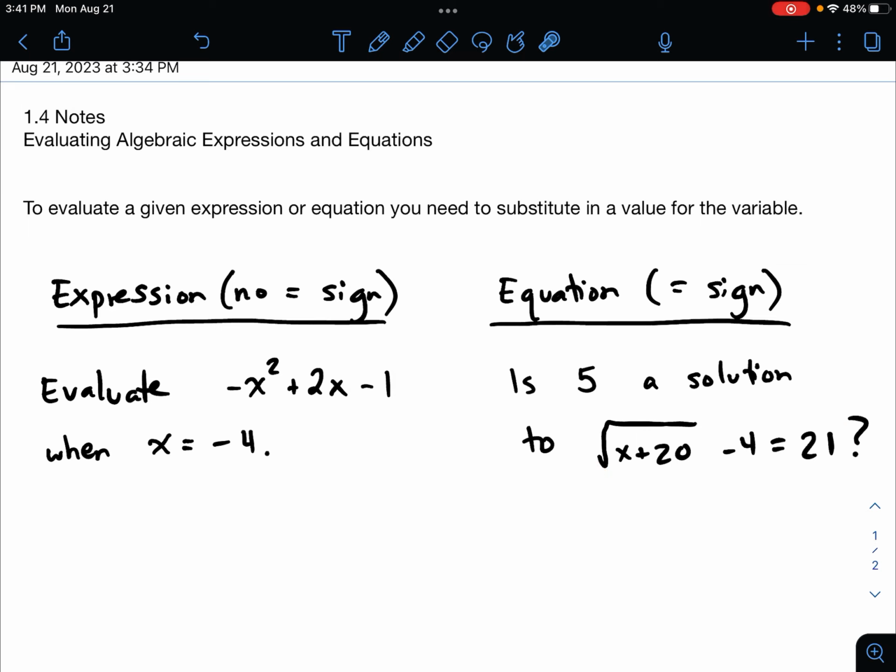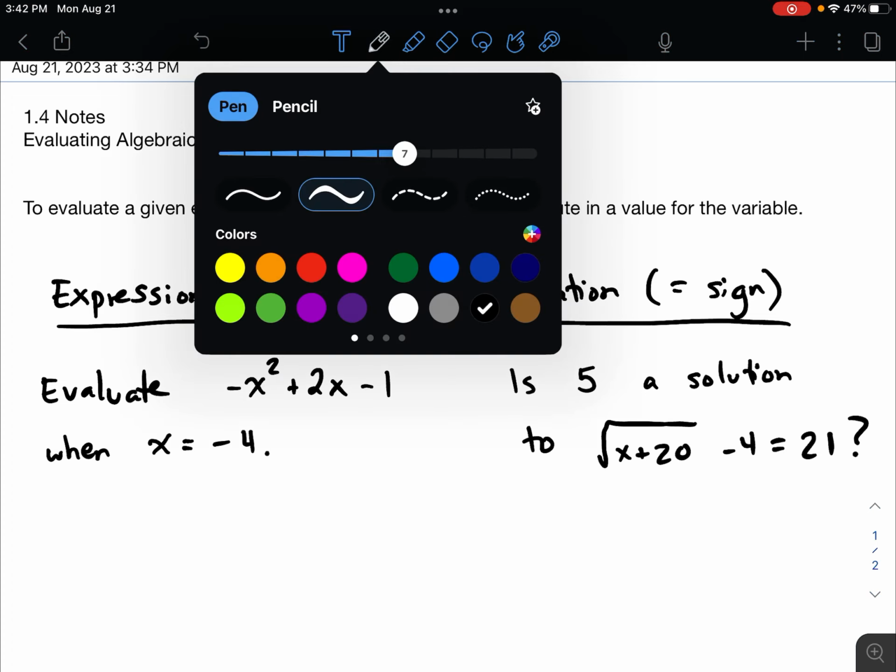When we are working with expressions over on the left, all we are doing is plugging in the value of x every time we see the letter x, and then we're going to get a number for our answer. When we're working with equations over on the right side here, we are going to plug in the number 5 for x, and if the left side is equal to the right side and the equation is true, then the answer is yes, it is a solution. However, if the left side does not equal the right side, then it is not a solution. So let's go ahead and try to solve these.